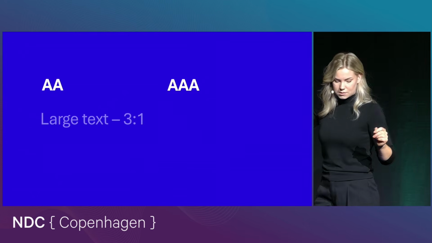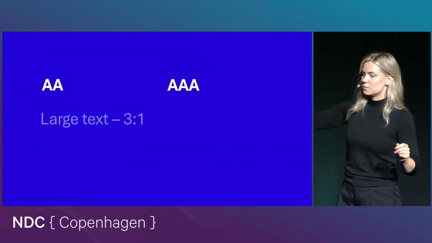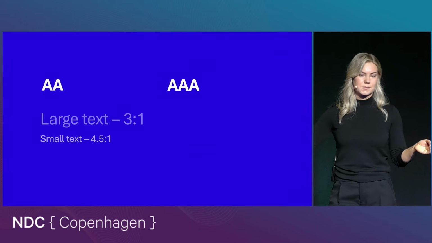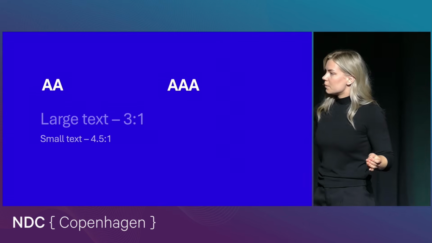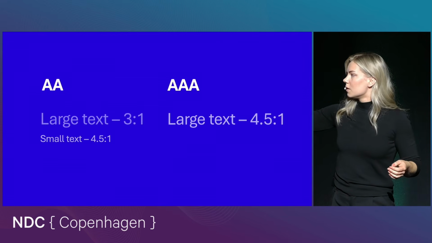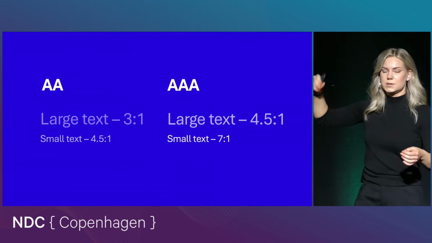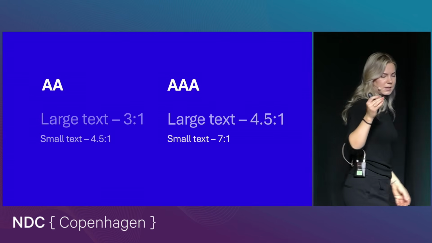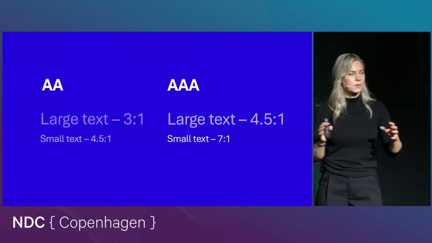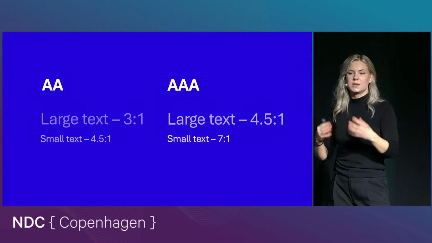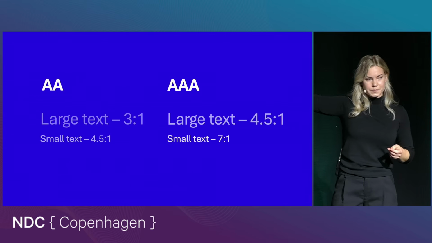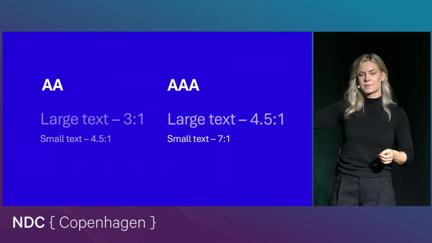The AA has a contrast ratio requirement at 3:1 for large text and 4.5:1 for small text. And it might be a little bit hard to read this text already for a lot of people. And if you see the difference to the AAA standard, large text has 4.5:1, and for small text, 7:1. It's not that difficult to try to just change the colors a little bit to make sure that you reach the AAA standard. And it makes a lot of difference.